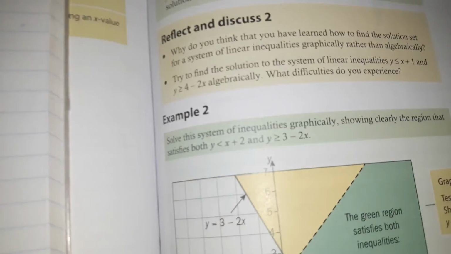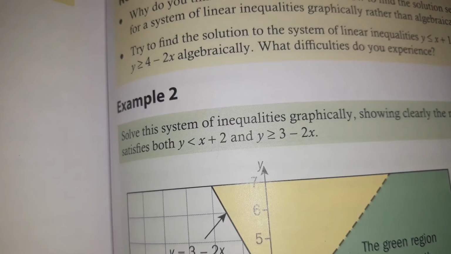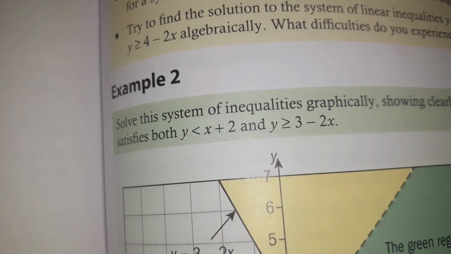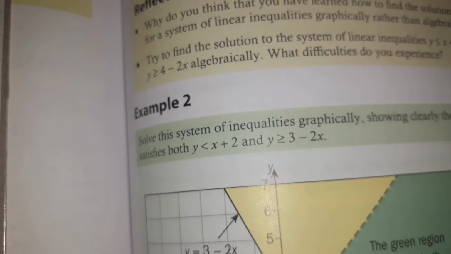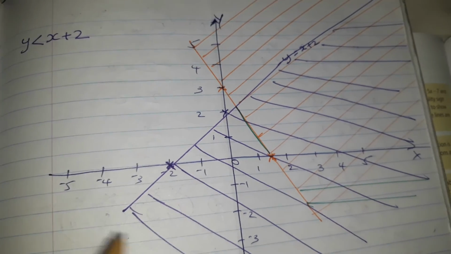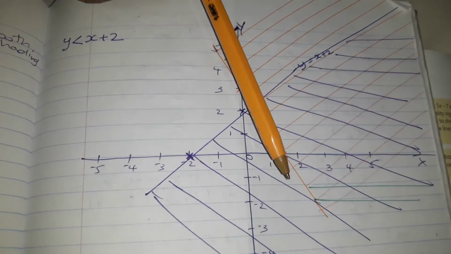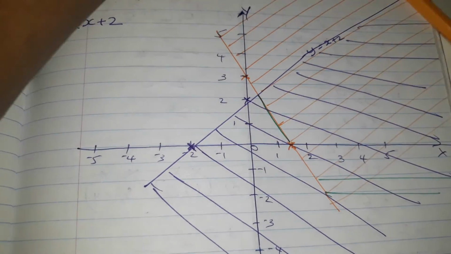Next one, y is greater than or equal to 3 minus 2x. I will be shading the way I'm reading. y is greater than or equal to, so I have shaded everything that's above the graph.